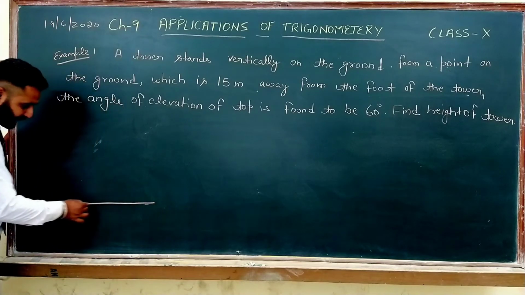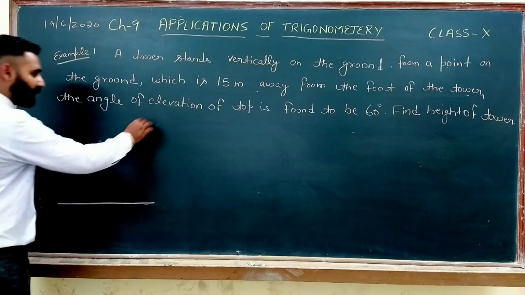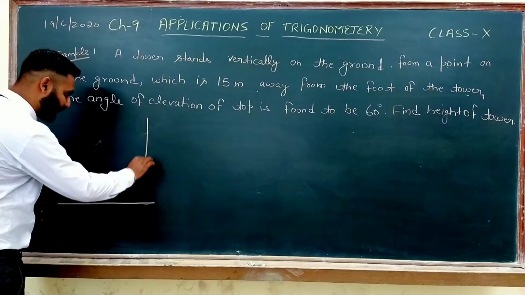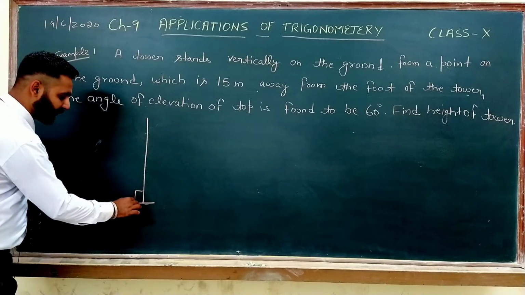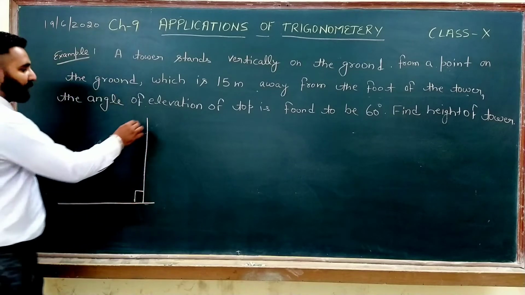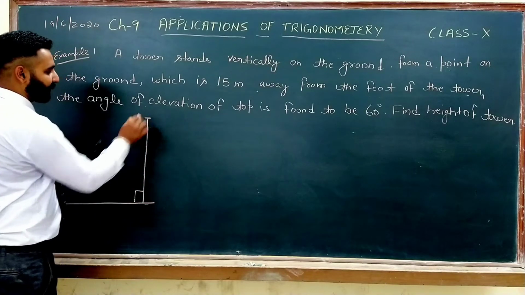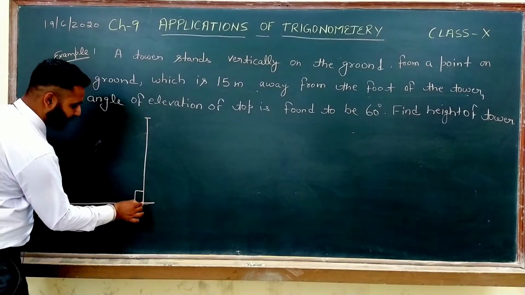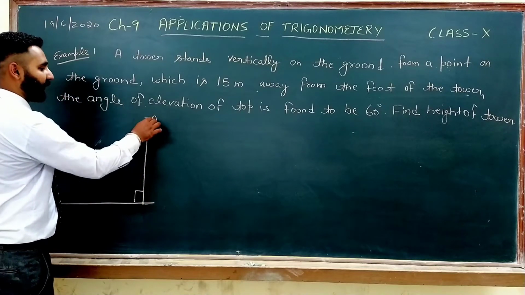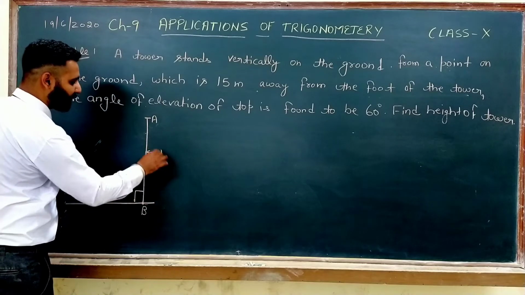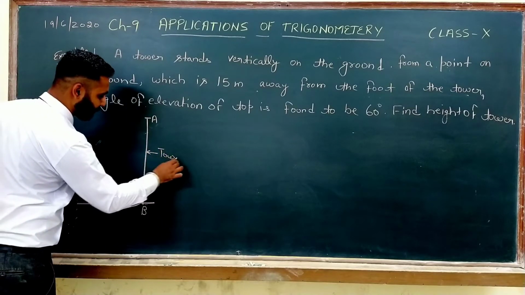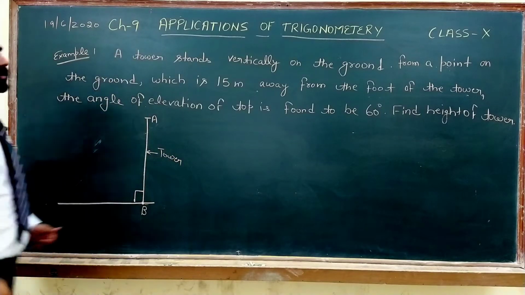The question is saying there is ground and one tower which is standing vertically. Vertically means making an angle of 90 degrees. So I am taking this tower. This is the top of the tower and this is the foot of the tower. Give them names A, B. From here you can say AB is your tower. Fine. Now further read it.